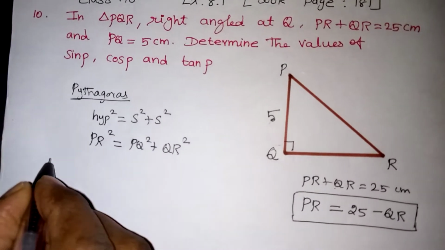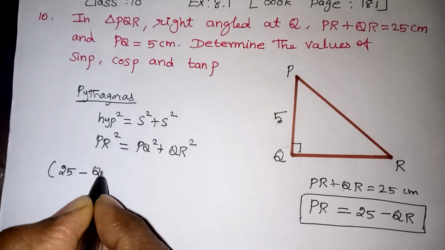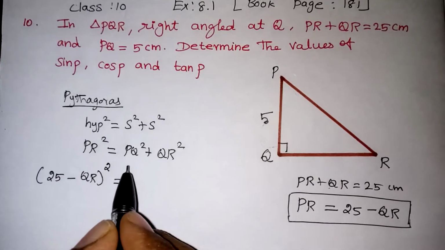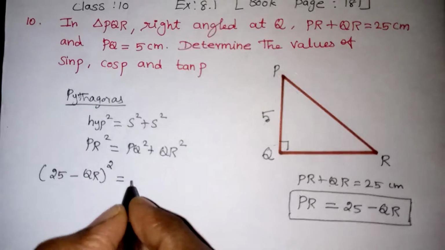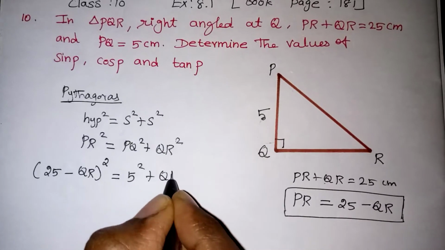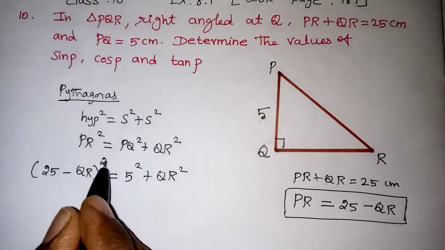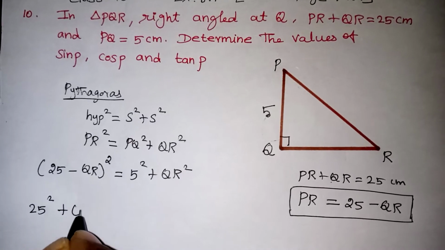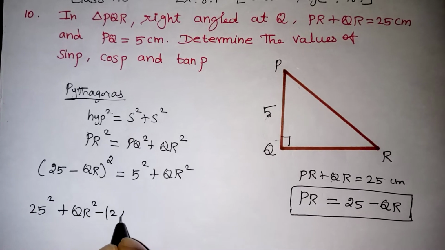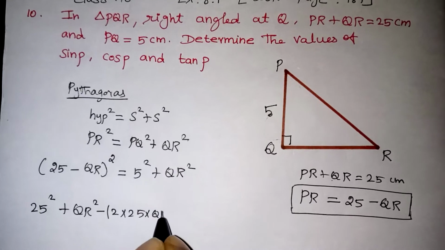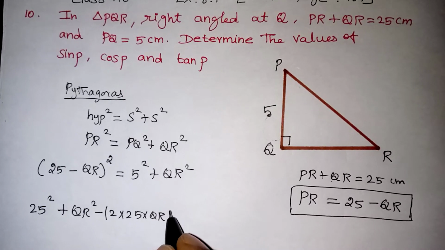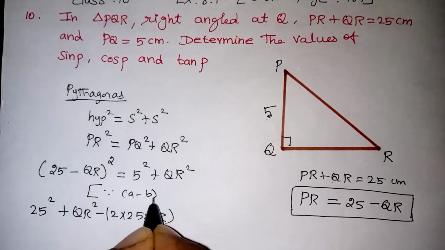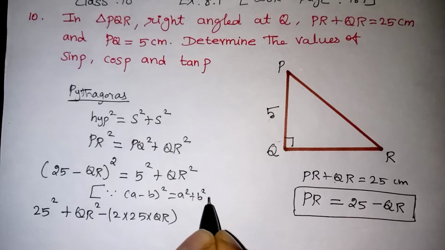Now in the place of PR you just write 25 minus QR the whole squared, because here we have the square, that should be taken here also, equal to PQ value is given as 5. So 5 squared plus QR squared. Now this looks like A minus B the whole squared. A minus B the whole squared will be A squared plus B squared minus 2 into A into B. This is a normal formula. I am just writing it here for your reference: A minus B the whole squared equal to A squared plus B squared minus 2AB.